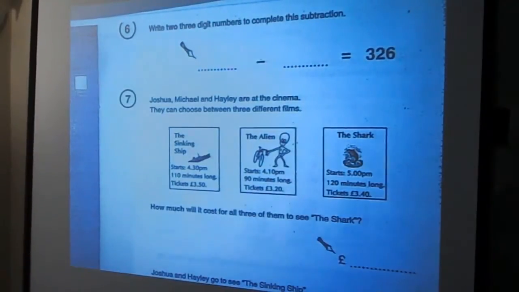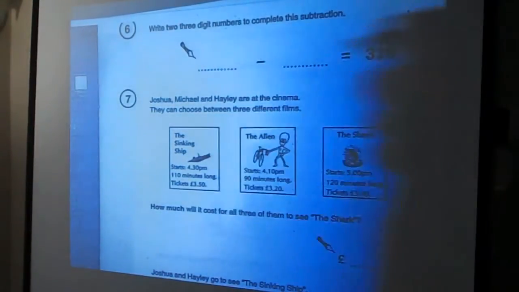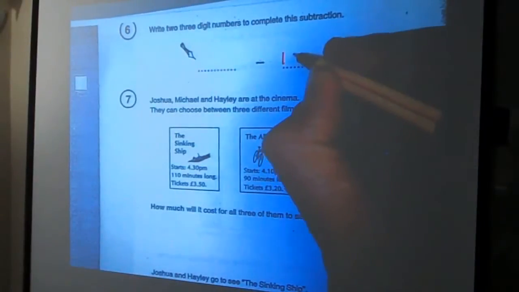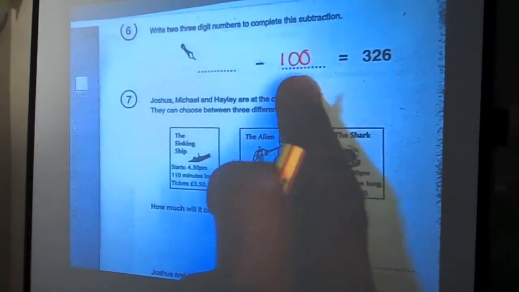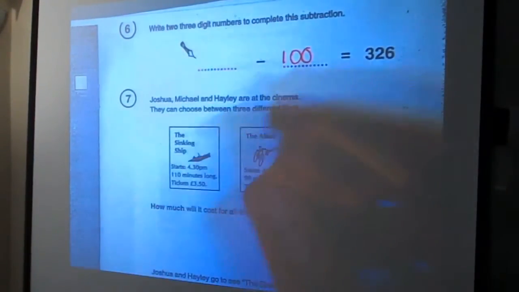It says, write two 3-digit numbers to complete this subtraction. So we've got to use two 3-digit numbers. If I start with a big number and take away a smaller number, it gives me an answer of 326. What number should we start with here? If we start with 100, what number do we take 100 away from to give you 326? 426.